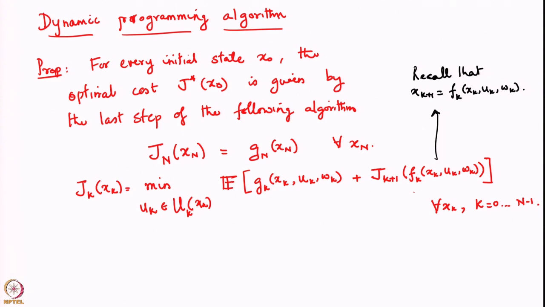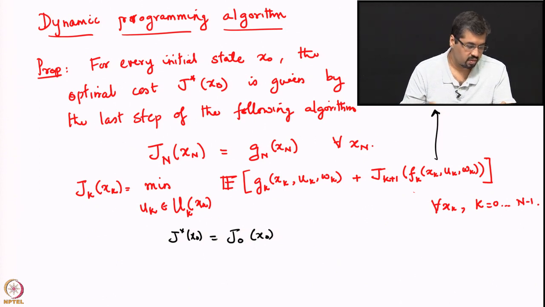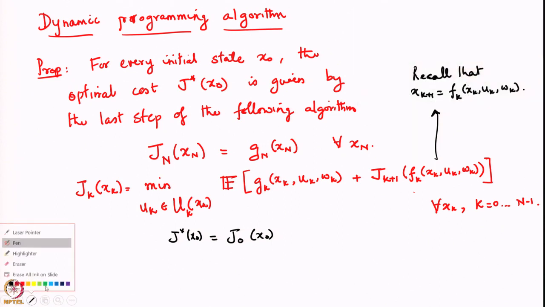So, this would land us up with J0 of x0, and what the proposition here is essentially saying is that J star of x0 is nothing but J0 of x0. So, it is the last step of this particular algorithm. Okay. So, you apply this algorithm backwards in time starting from time n, and at time 0 you evaluate this at x0, and that tells us what the optimal cost is starting from time 0. Okay. Now, there is also a second part to the proposition, which I will write out here.